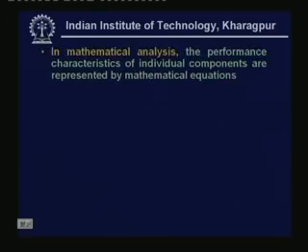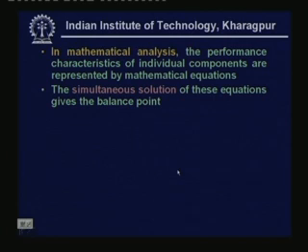Now, the same method can be extended to other components also, for example, condenser and compressor, condenser and capillary, capillary and evaporator, etc. So this kind of an analysis is known as graphical method of analyzing the system. Now, in mathematical analysis, the performance characteristics of individual components are represented by mathematical equations. So, as the name implies, you have equations for individual components, and the simultaneous solution of these equations gives the balance point.